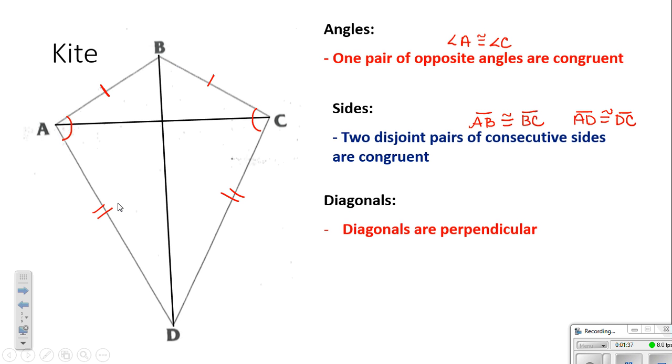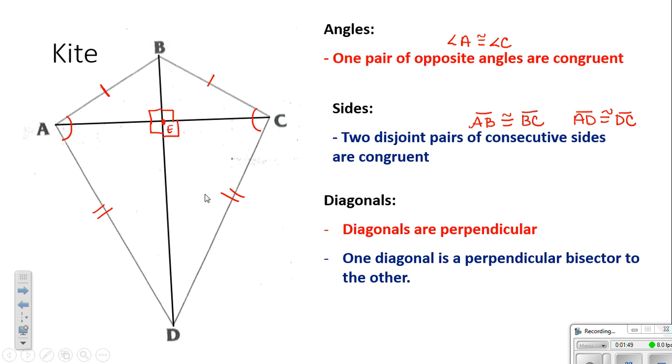There are a few things we need to know about their diagonals. First and foremost, their diagonals are perpendicular. So when they meet at point E, they will form 90-degree angles all the way around. One of those diagonals is a perpendicular bisector, which means it cuts the other in half. Basically, BD cuts AC in half. Notice BD isn't cut in half. So AE is congruent to EC, okay? AC is cut in half and forms AE, which is congruent to EC.